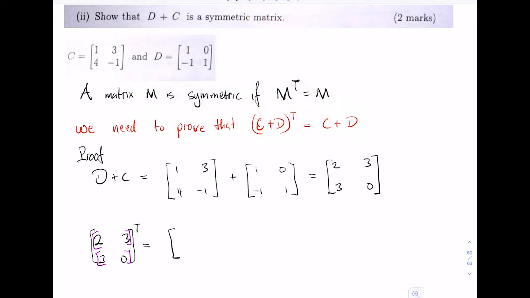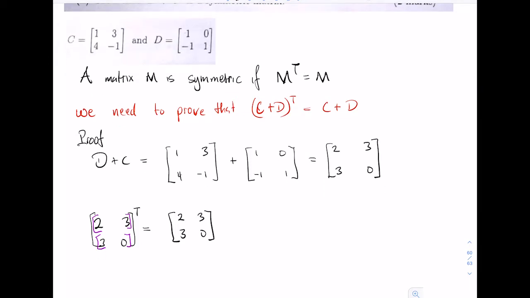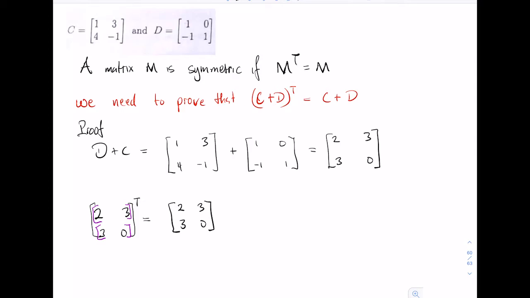Okay, so here we have 2, 3 as our first row. I'm going to write that as our first column. And we have 3, 0 as our second row. And I'm going to write 3, 0 as my second column. But I notice that it is equal to the same thing. Therefore, C plus D is symmetric.